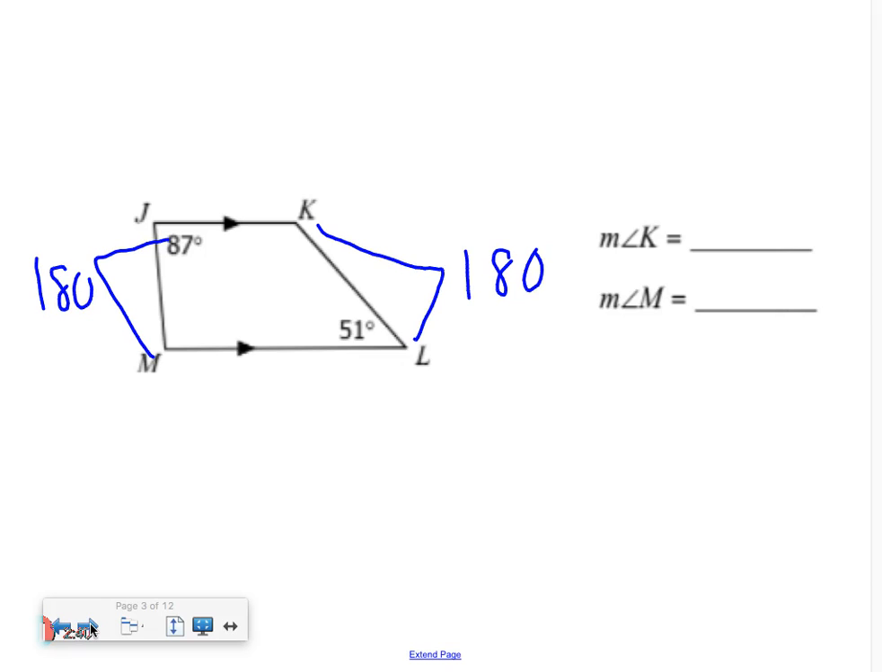So what would be an easy way to find the measure of angle M? 180. Yep, 180 minus 87. 93. Same thing with this one, 180 minus 51. 129.